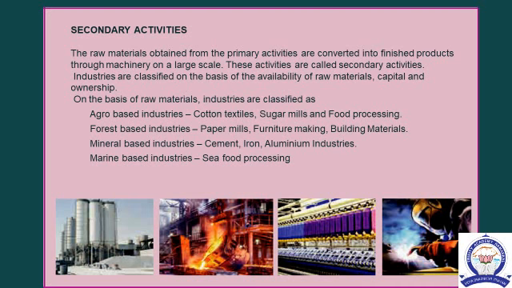On the basis of raw materials, industries are classified as agro-based industries, for example cotton textile, sugar mills, and food processing; forest-based industries, such as paper mills, furniture making, and building materials; mineral-based industries, such as cement, iron, and aluminium industries; and marine-based industries, such as seafood processing.